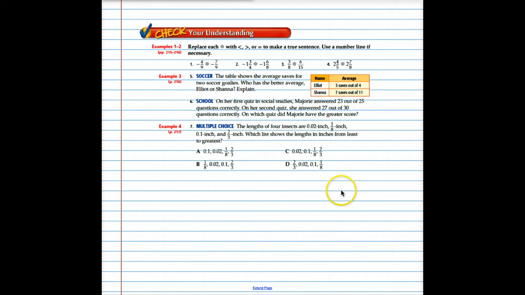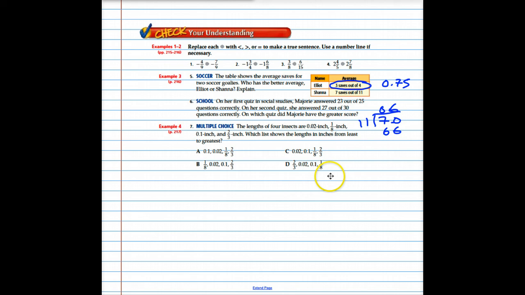The table shows the average saves for 2 soccer goalies. Who has the better average? Well, 3 out of 4 is Elliott, which is 75%. 7 out of 11, I would divide this by 11, and my first number would be a 6. And I could stop right there, and I could say that Elliott has the best average.